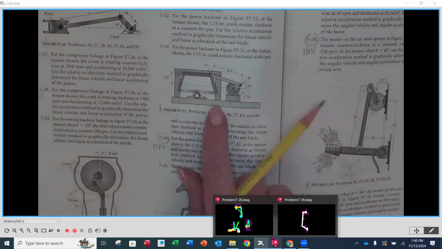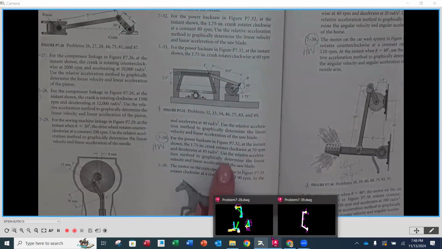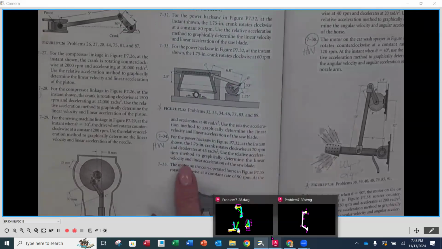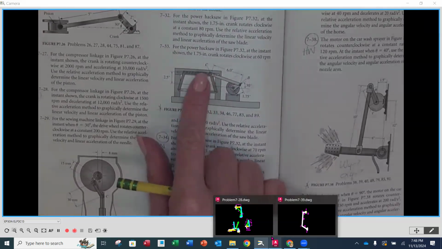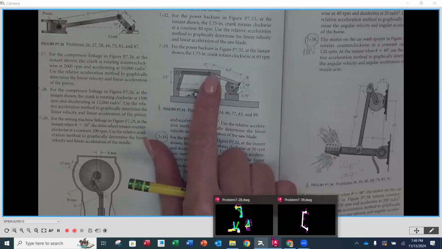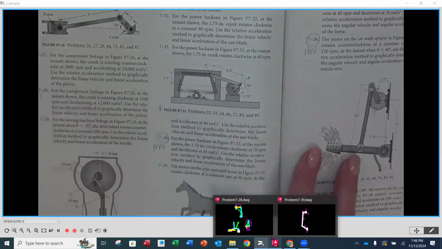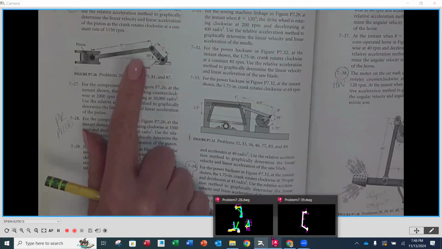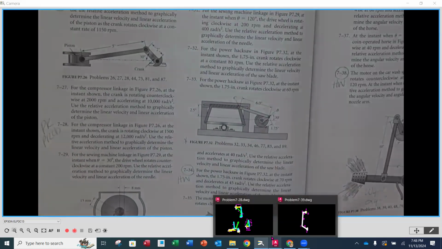The next one that you have is going to be number 34. Number 34 is the hacksaw we see above here, okay? So you want to, using the relative acceleration method, graphically determine the linear velocity and linear acceleration of the saw blade. So the saw blade is out here, it's attached up here. So this is going to be a slider going horizontal. This is just like the slider crank mechanism up here for that piston compressor linkage, okay? Except a different application and different values.